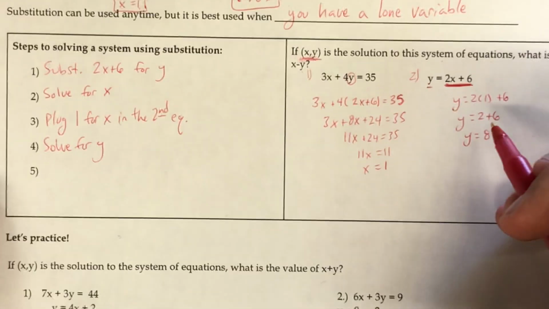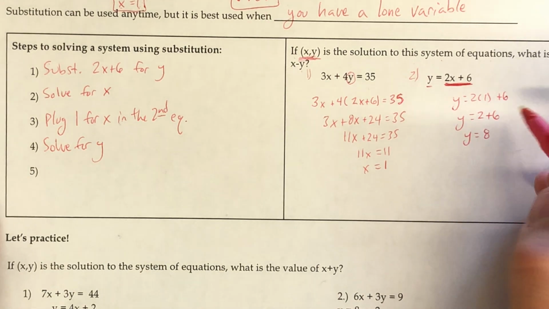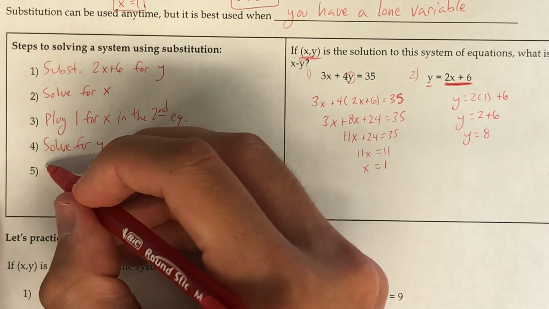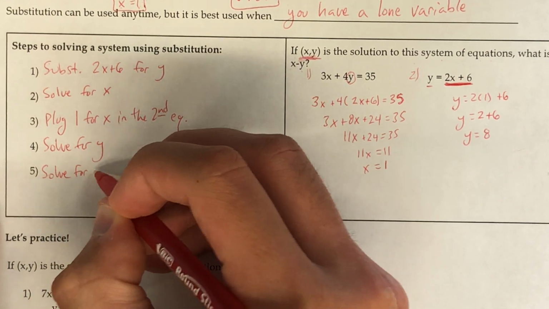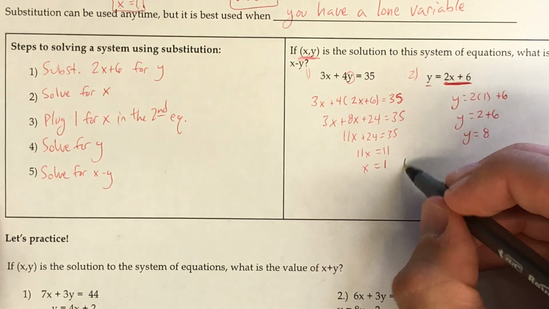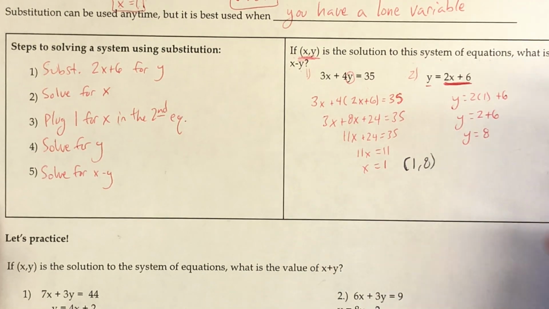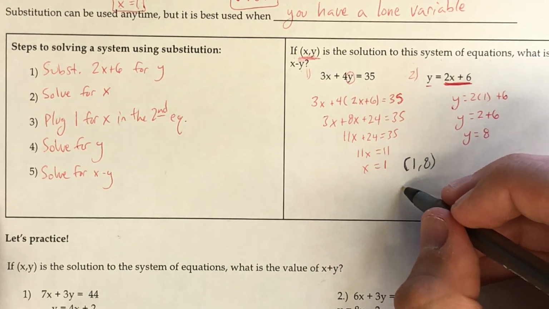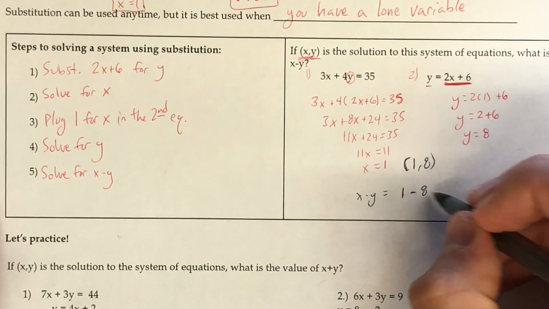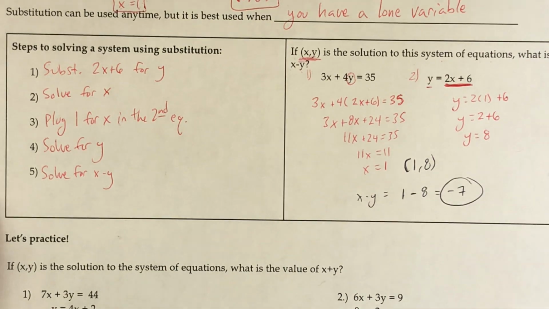From there, our goal is to figure out what x minus y is. So our last step is to solve for x minus y. So we have our x value is 1, our y value is 8, so that's our solution. So x minus y would be 1 minus 8, or negative 7, and that would be our solution.